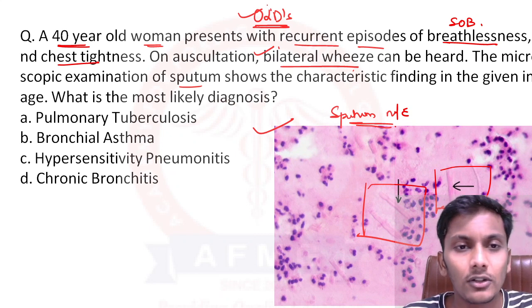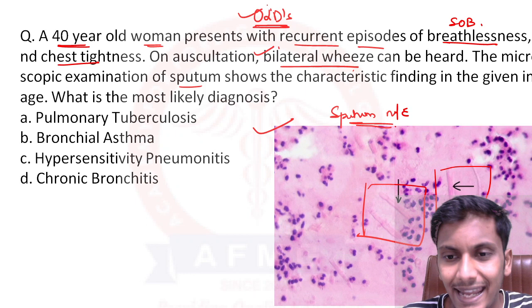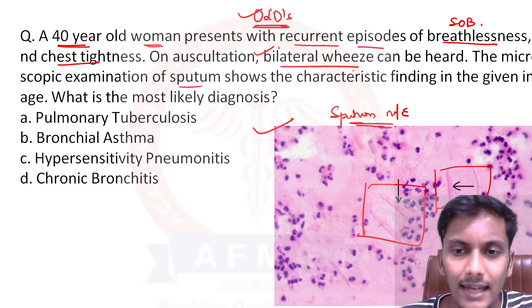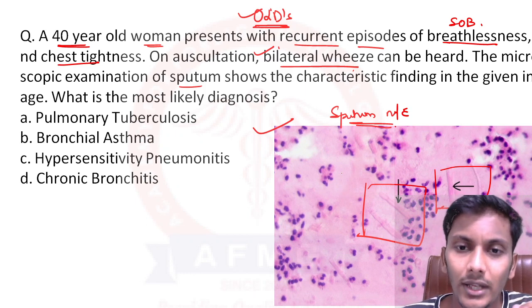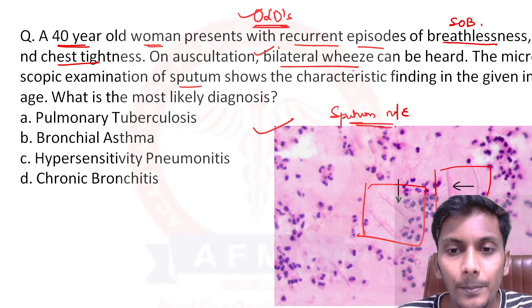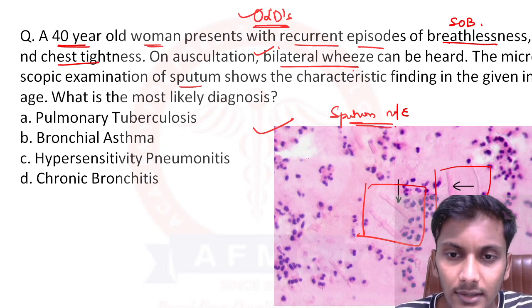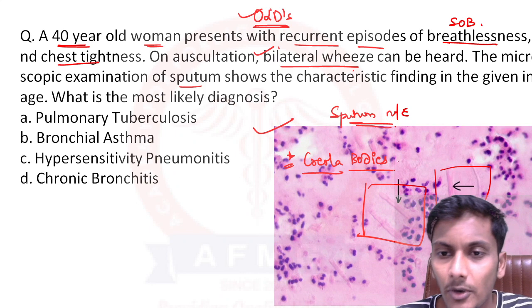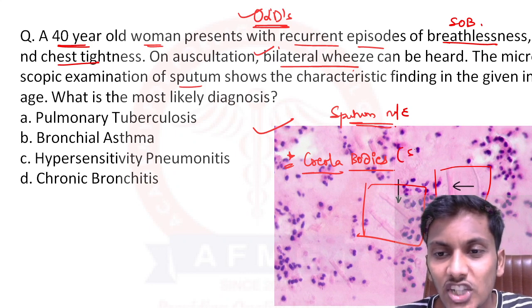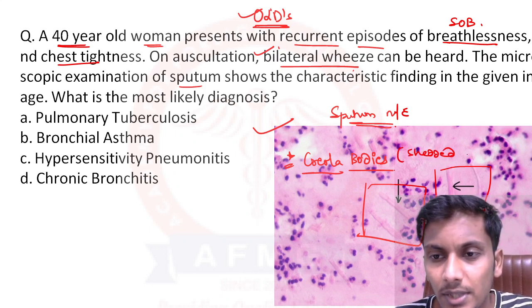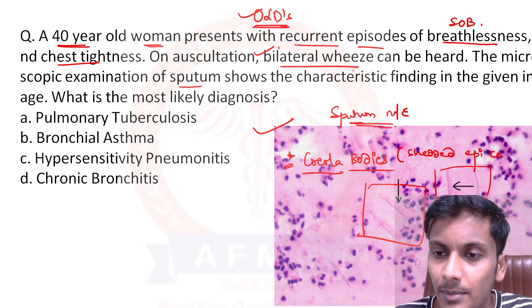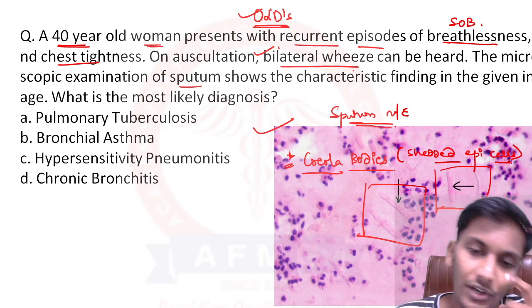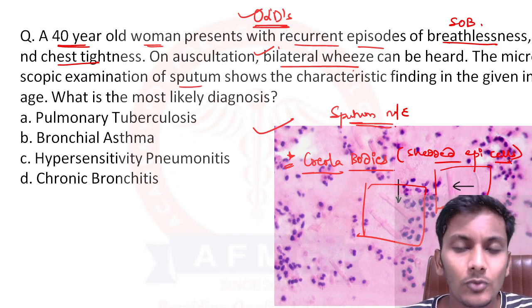The microscopic examination of the sputum is showing the characteristic finding. What is this characteristic finding? I have told you these are some bodies, but what are these bodies? Please remember, guys, these cylindrical bodies are nothing but your Creola bodies. What are Creola bodies? Creola bodies are your shed epithelial cells from your respiratory tract. And what are Creola bodies most characteristic of?